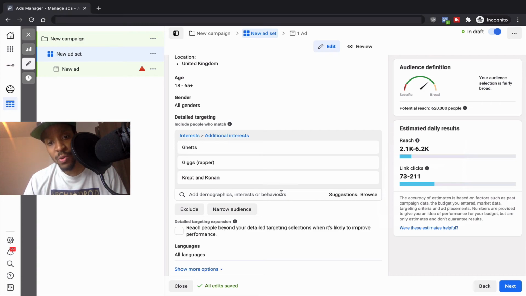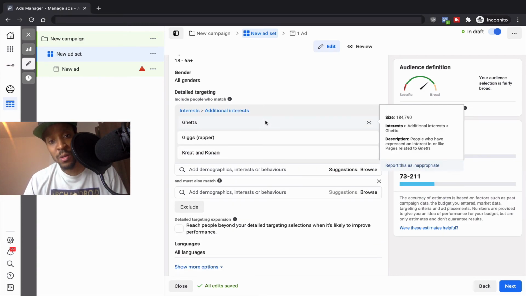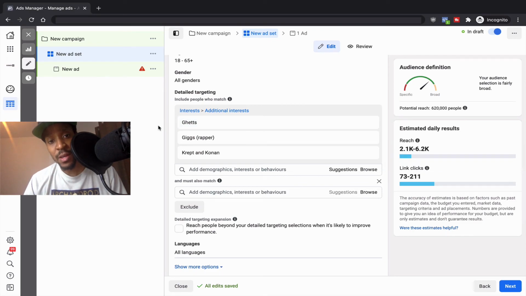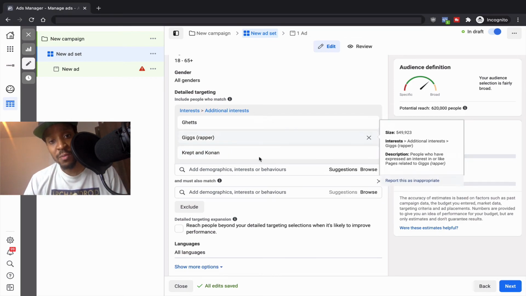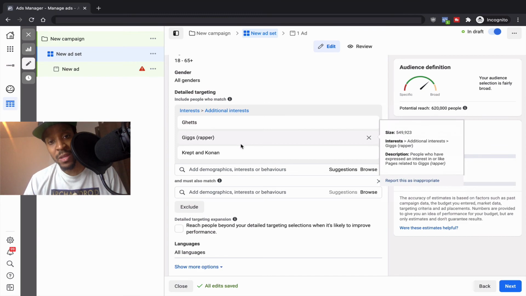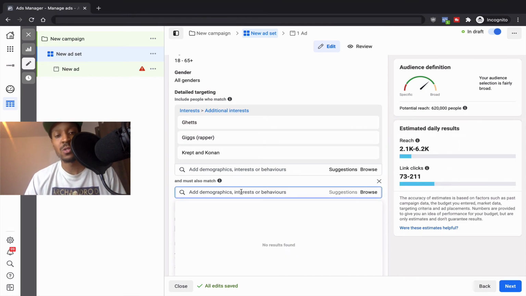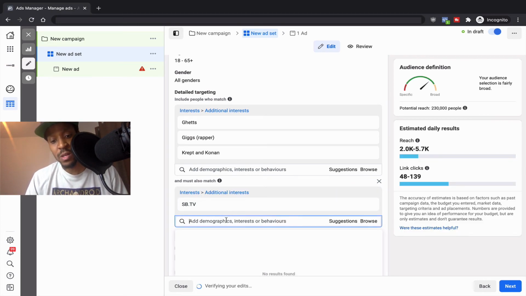And then what you can do now is narrow this audience down. So what this is saying is basically people that exist in Gets, Gigs, and Krypton Conan's audience, find me these people and show my ad to these people. But now we're saying if they meet this condition, they must also meet this condition as well. We would want them to be watching SBTV, like we said, since it popped up. And we said Grime Daily.